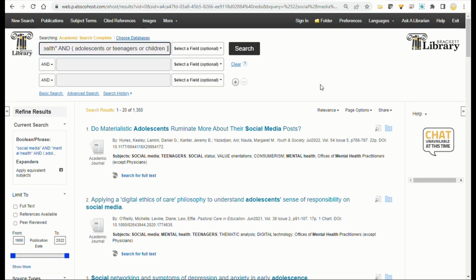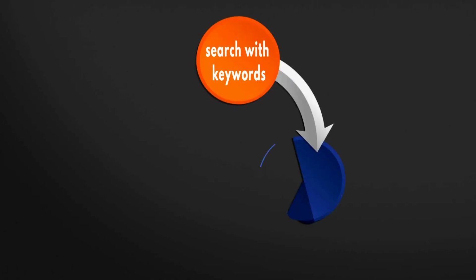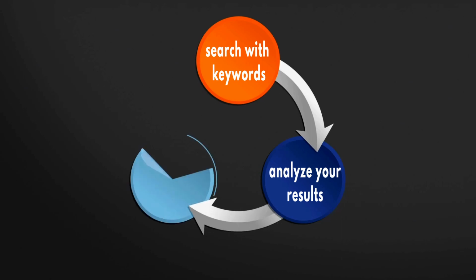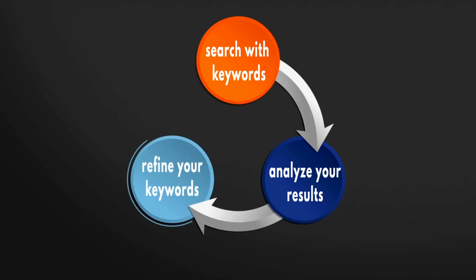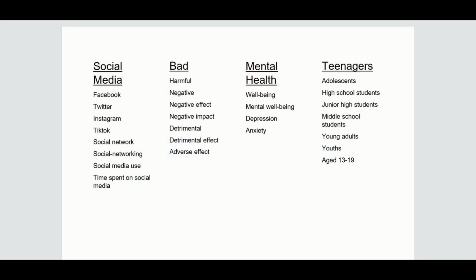And now we've done a full circuit of the research cycle. We searched with our keywords, analyzed our results, and found that they were too specific. So we refined our search terms by broadening where we could. First by removing the keywords negative effect and negative impact, and then by adding the search term children as an optional word for our concept of teenagers, which we can also add to the word bank.